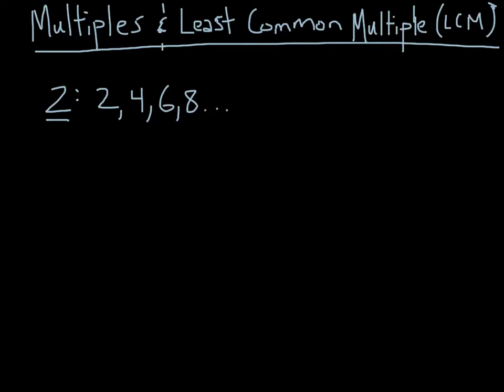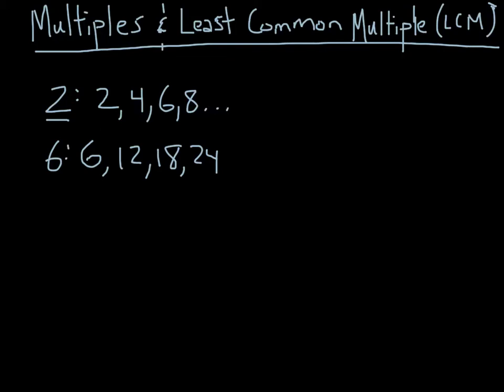How about multiples of 6? First one is always the number itself. That's the first number 6 can multiply into, which is 6. And then we'd have 12, and then 18, and then 24. So if you know your multiplication facts, multiples are going to be very easy.